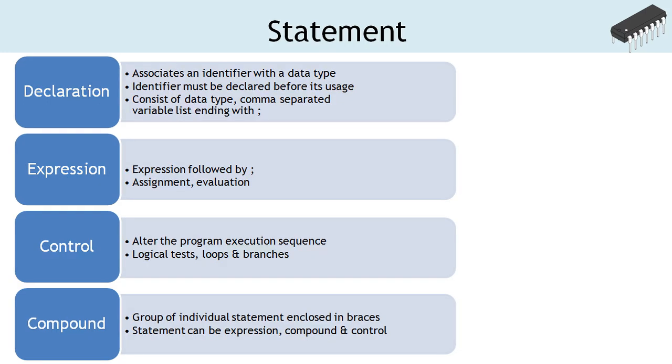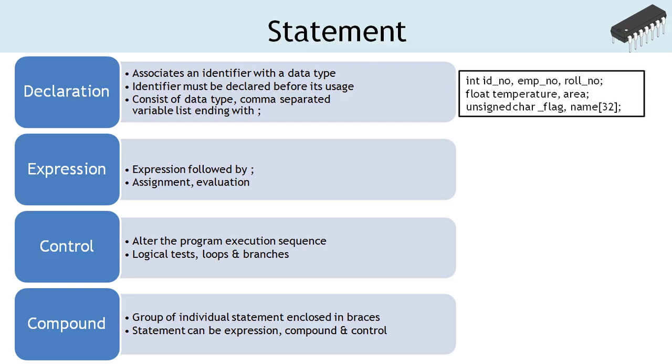Statement. A statement is a complete instruction which causes the computer to carry out some action. However, a statement can't be executed as it is. It must be defined inside a function, which is a unit of execution. Each statement in the C language must end with a semicolon. There are 4 different types of statements in the C language: declaration, expression, control, and compound statement.